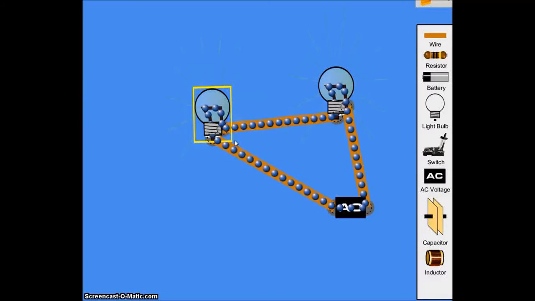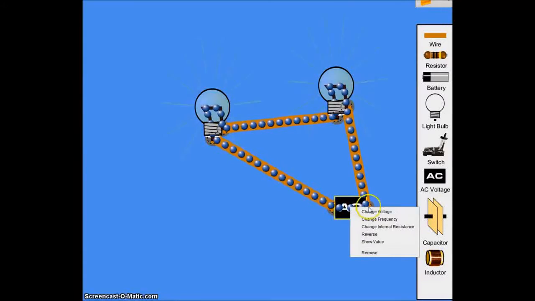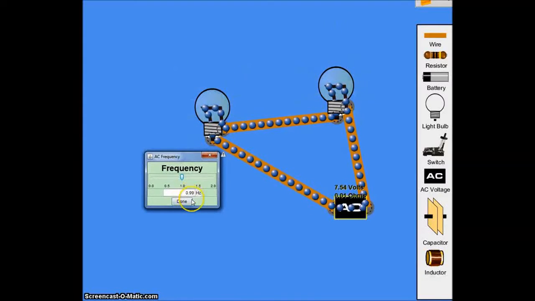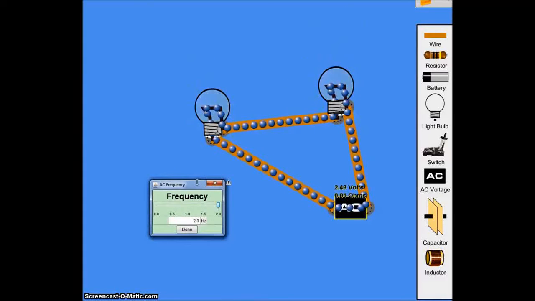So remember, we talked about alternating current is 60 hertz. It changes 60 times per second. This, our little AC battery here, is only going about one time every second. It's changing one time every second. We can bump it up to 2 times a second. That's the most that the program can hold. So we can see that they're flashing a lot quicker now.